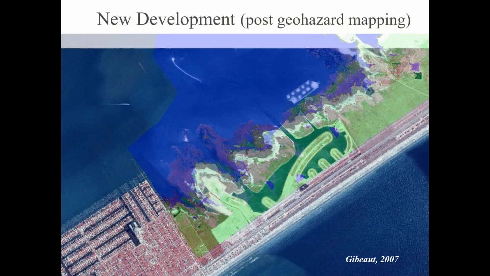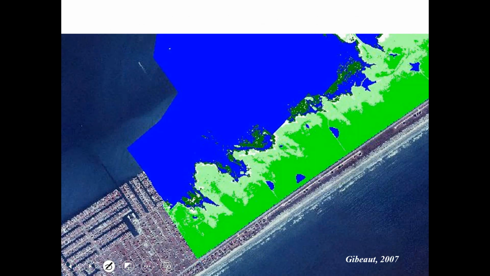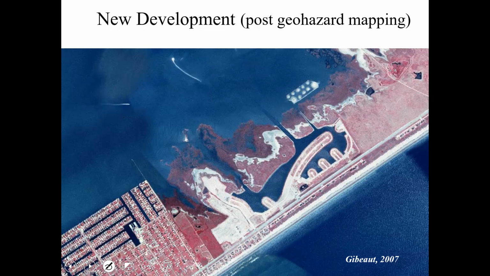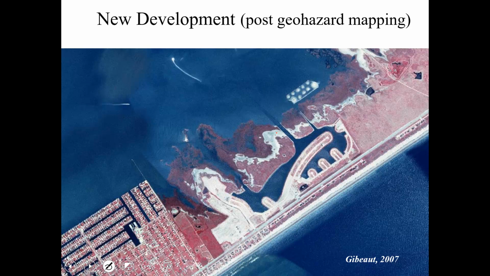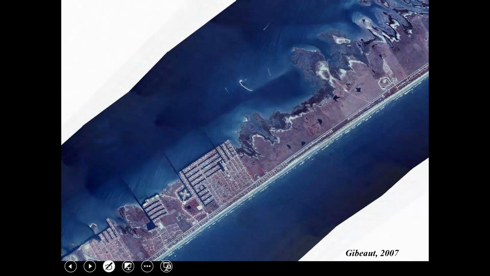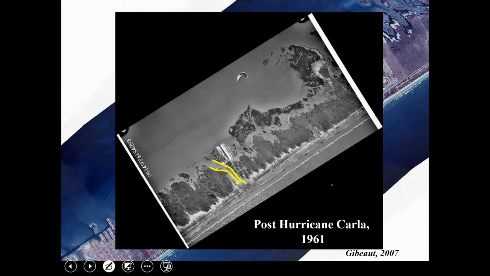Okay. If we look at this area here, look what's happened. Here was the marsh in the undeveloped areas, and now look at it today. Look at all the new development, and this was after this hazard mapping. So what's going to happen? Look at this area here. What do you suppose is going to happen if a big storm comes through? You're going to breach the island right here. Okay, and maybe here. You've narrowed the island. You made it more susceptible to being breached, as well as losing the marshes.